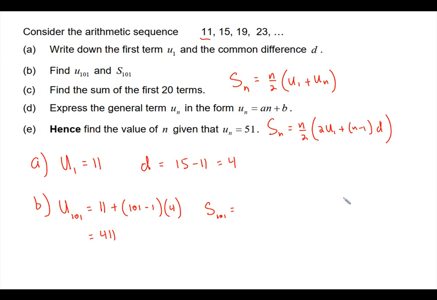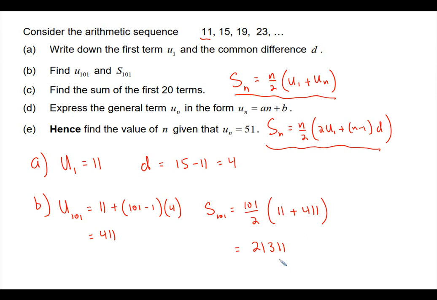So if you do not know the last term of the arithmetic sequence that you're trying to find the sum of, you want to use this version of the formula. If you do know the last term, you want to use this version of the formula. Okay? So in this case, since we know the first term is 11 and the last term is 411, we're going to use this version of the formula. So the sum of the first 101 terms is going to be 101 divided by 2 times the first term 11 plus the last term, which is 411. So we put all this in the calculator and we're going to end up with, I believe, 21,311. Okay?